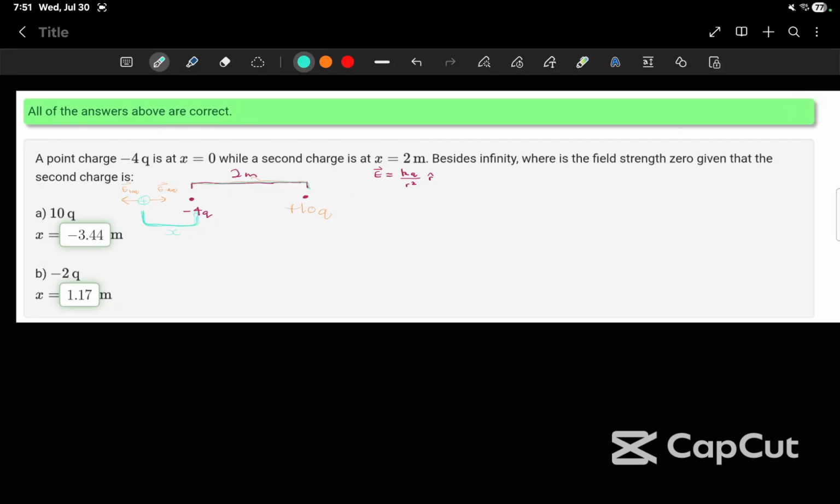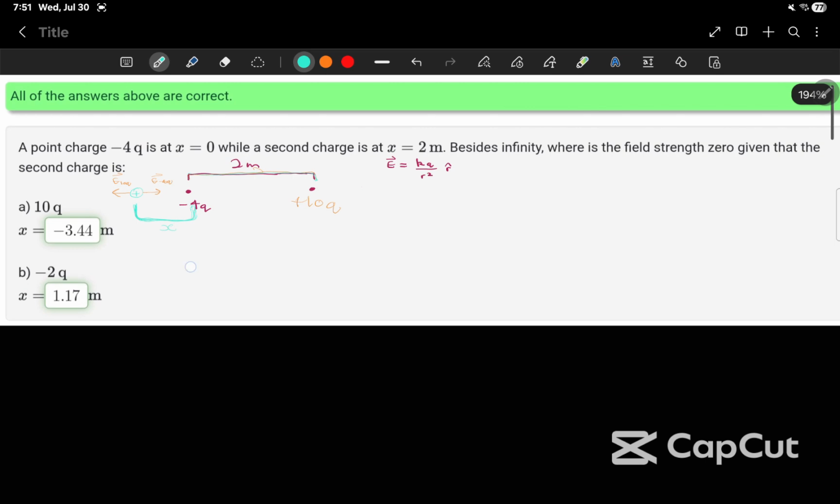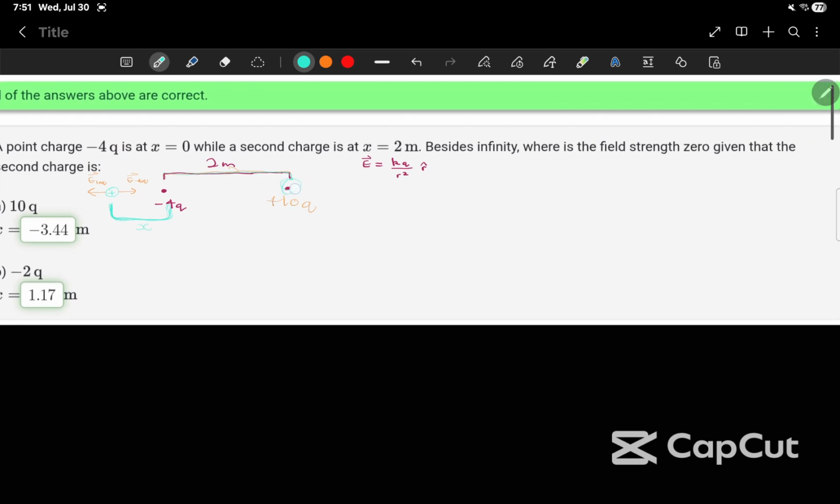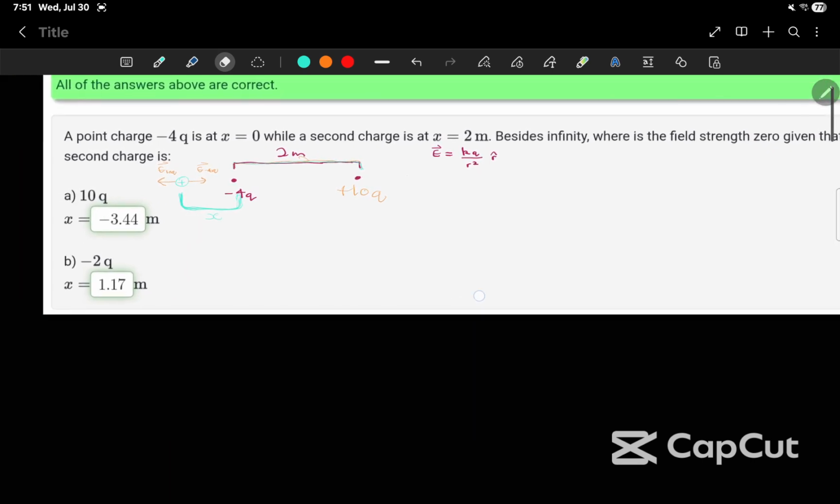So we have a question here. It tells us that we have a point charge which is negative and it's at x is equal to 0 at this position. And we have a second charge at x is equal to 2 meters, so over here. And besides infinity, we have to find another point where the field strength, the net electric field, is 0.